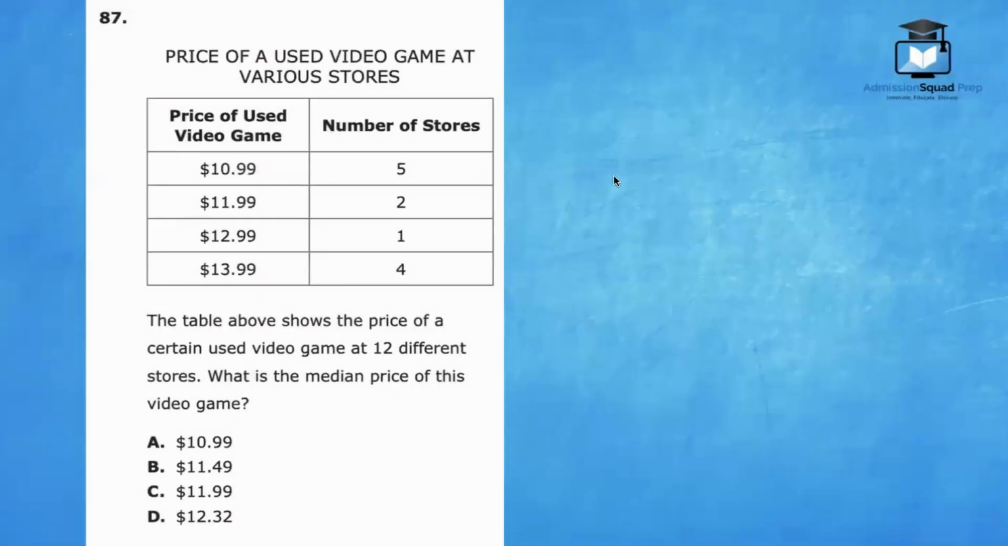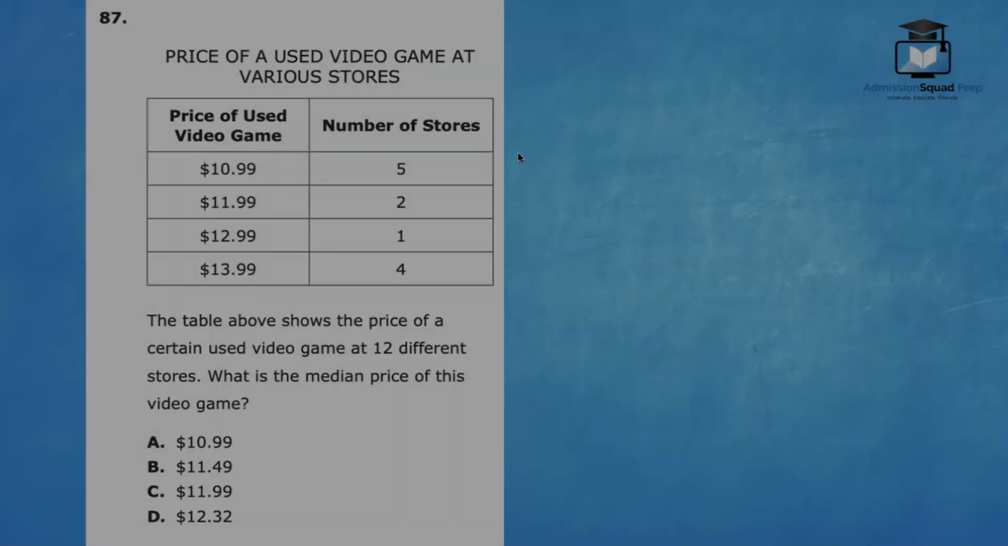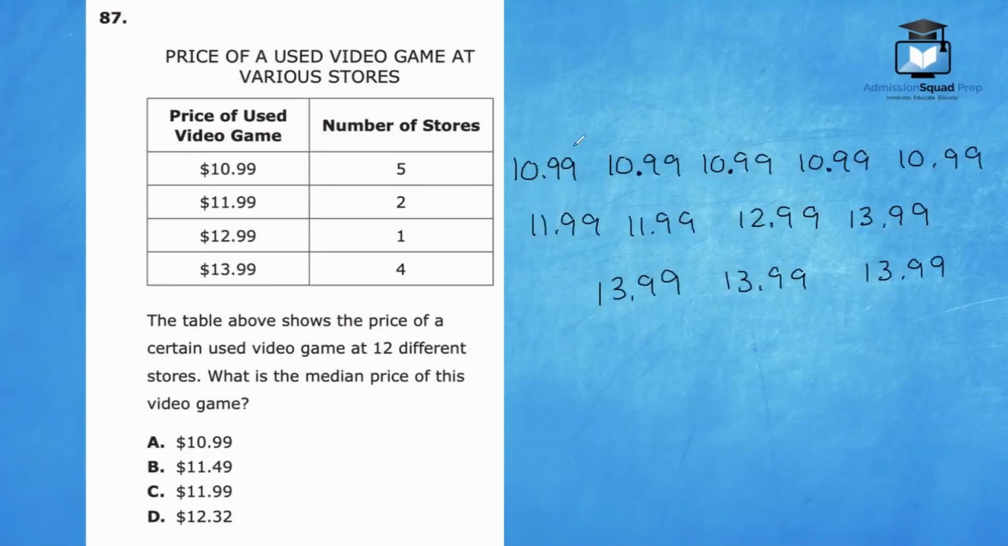Number 87. We have a table here, and it's labeled the price of a used video game at various stores. We have different prices, and we have the number of stores that have that specific price point. The table above shows the price of a certain used video game at 12 different stores. What is the median price of this video game? So let's write out our data set. So we have all 12 data points written out here.